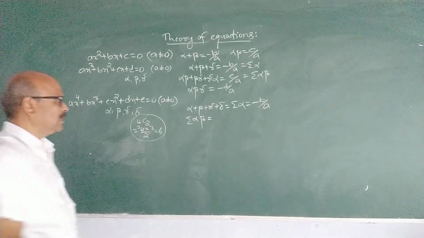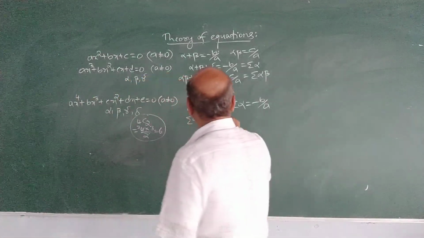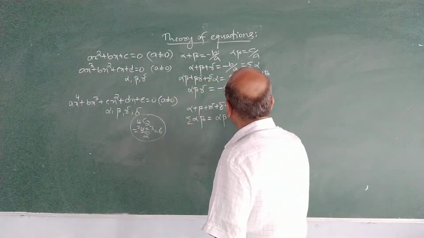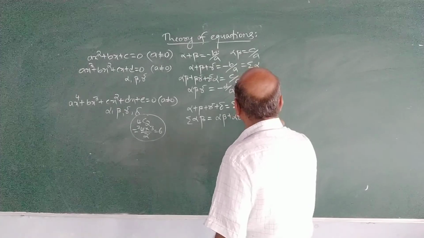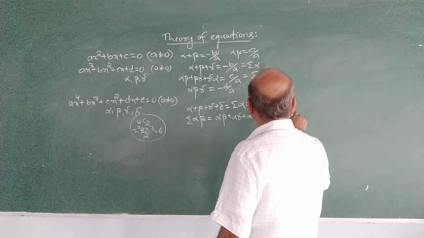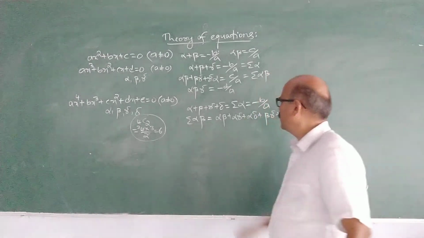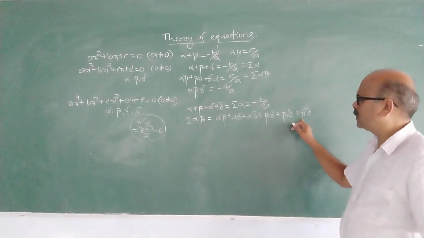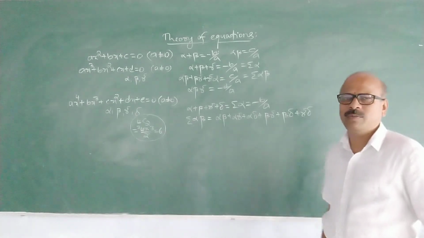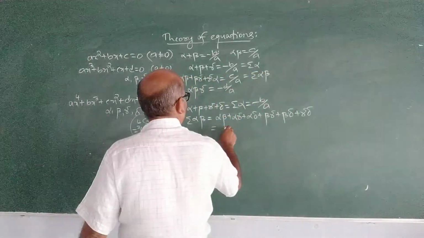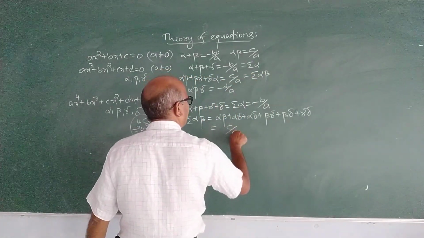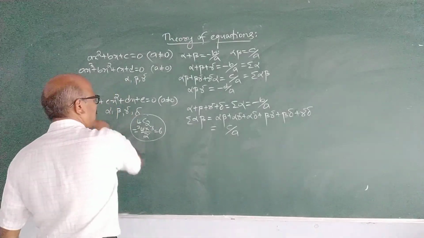Sigma alpha beta is alpha beta, alpha gamma, alpha delta, beta gamma, beta delta, gamma delta. 1, 2, 3, 4, 5, 6. It is denoted by sigma alpha beta. What is this? It is c by a.